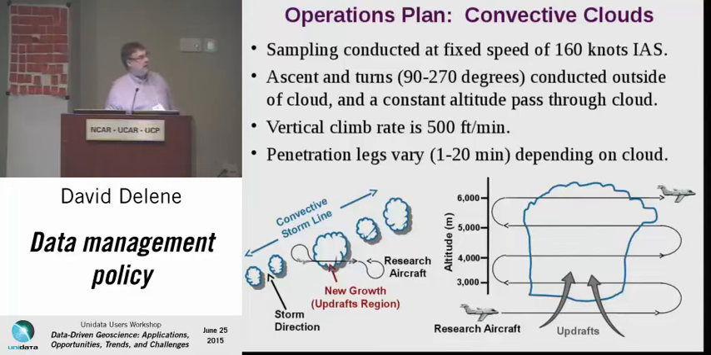For example, we want to look at profiles through the cloud here. We need to penetrate at different levels where we're interested in getting some profiles down low and some up high. We want to turn around. We want to go with the storm. We want to make sure we sample at an appropriate speed, 160 knots. If we go really fast, it degrades the quality of the instruments. So this is standard practice.